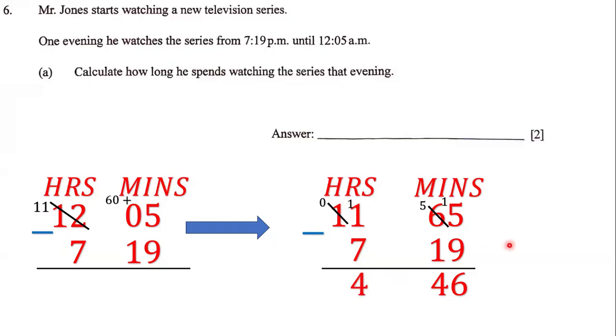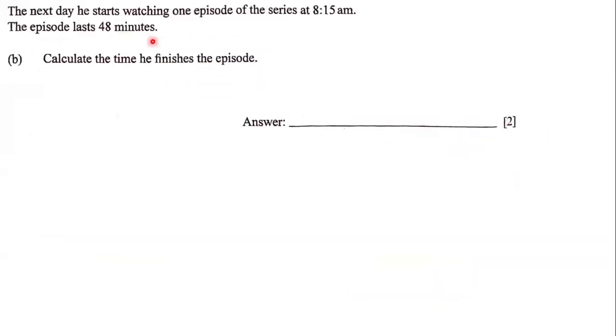So that means, how long did he spend watching the series? Well, he spent 4 hours and 46 minutes. And that's the answer to this particular question. Next, it says the next day he starts watching one episode of the series at 8:15 a.m. The episode lasts 48 minutes. Calculate the time he finishes the episode.